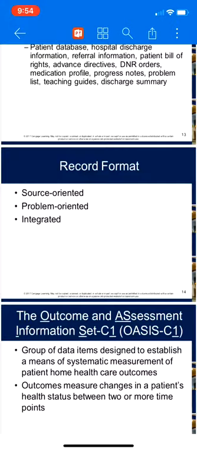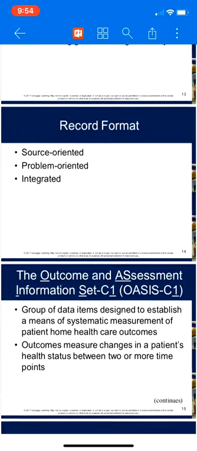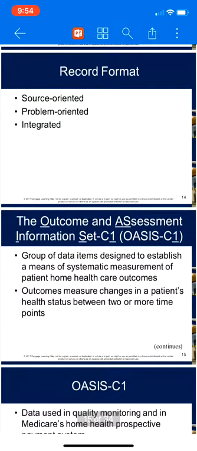All right, let's move down to the OASIS C1. The Outcome and Assessment Information Set C1 is a group of data items designed to establish a means of systematic measurement of the patient's home health care outcomes. Outcomes for the purpose of the OASIS C1 measure changes in a patient's health status between two or more time points.